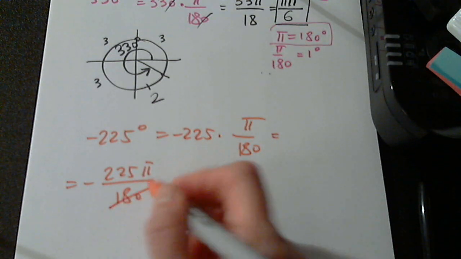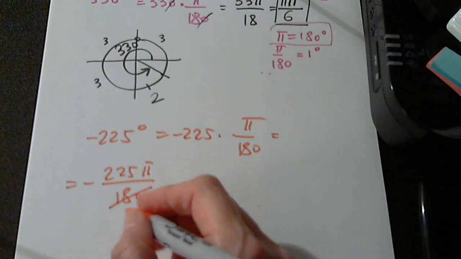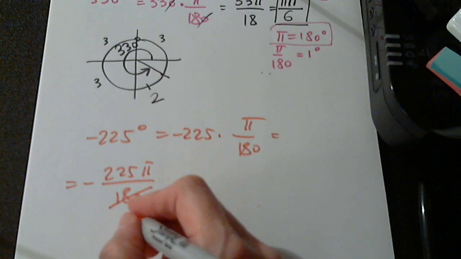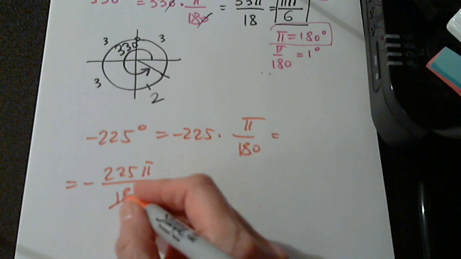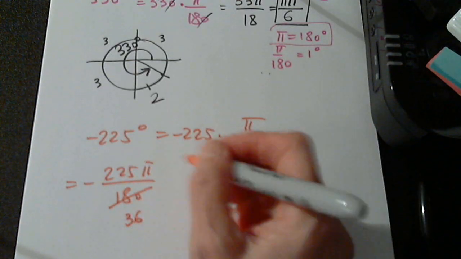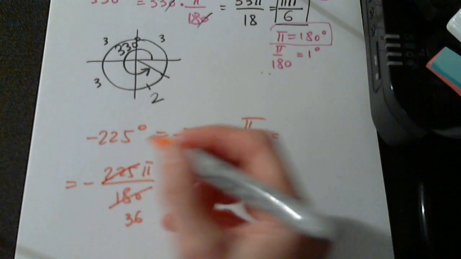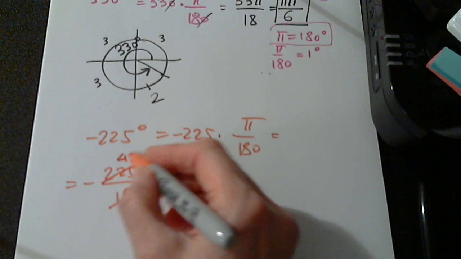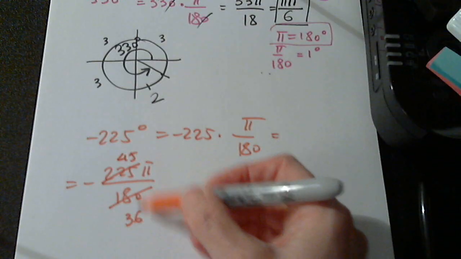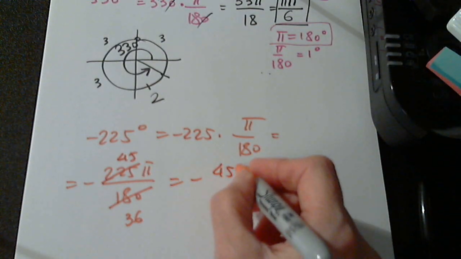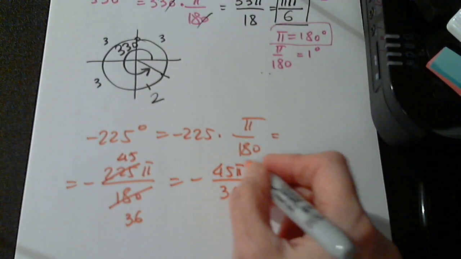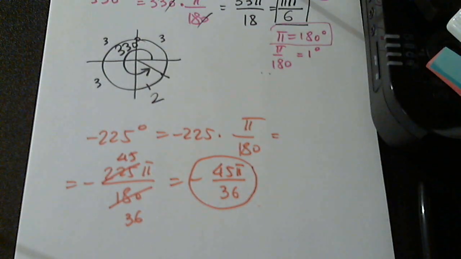So when I divide 180 by 5, I get 3 and 6, I think. Correct me if I'm wrong. And if I divide this by 5, I get 45. And they don't have any other common factors. This is it. That's all you needed to do. Any questions?